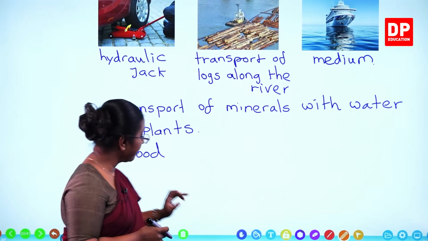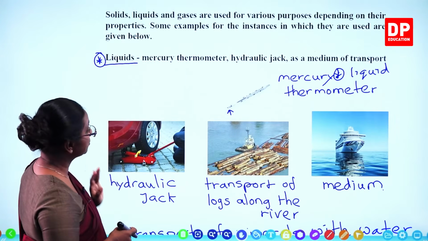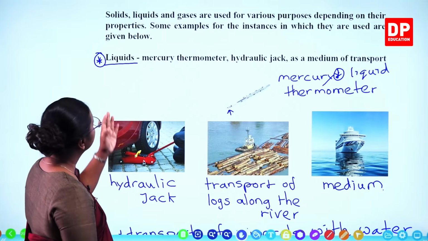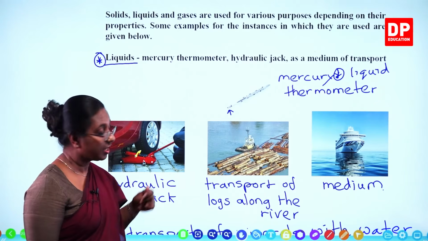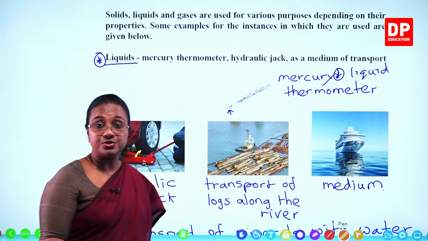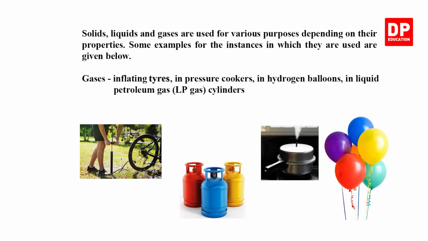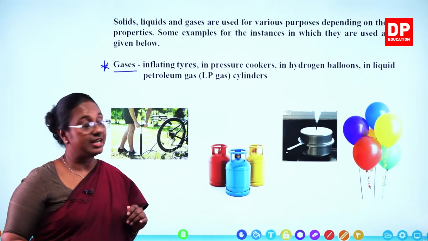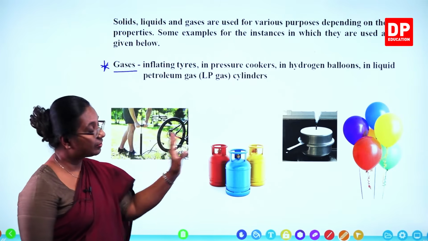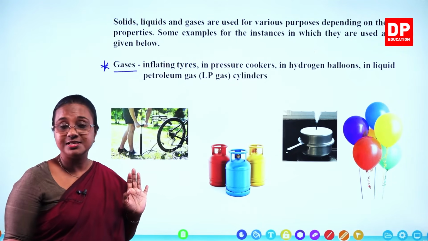So these are some examples for the uses of liquids in day-to-day life. Mercury thermometer, hydraulic jack, and as a medium of transport. Like this, we will look at the uses of gases as well. So here we have solids, liquids and gases are used for various purposes depending on their properties. Some examples for the instances in which they are used are given below. So here students, we are going to consider the gases, the third physical state of matter. So when we say gases, you can look at all these pictures. You are familiar with all these instances mostly.